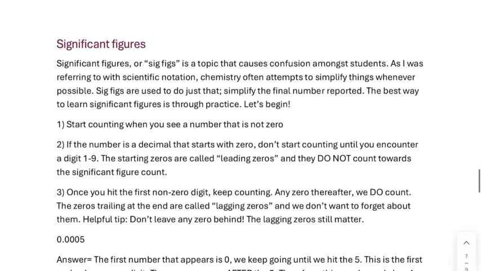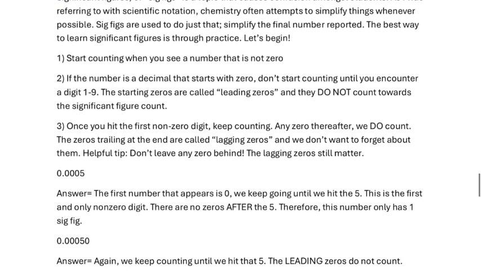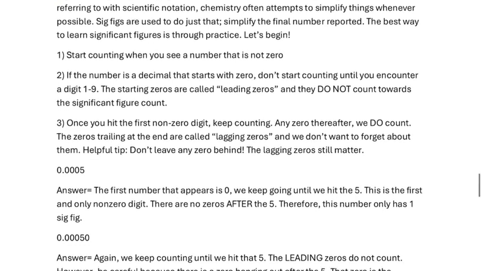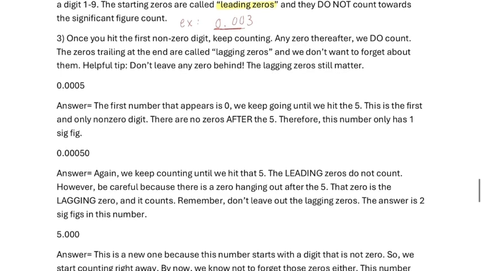milligrams. All right, so what about significant figures? This is another really tricky topic that I know people do tend to struggle with often. So the first thing we're going to do is we're always going to start counting, and if we are met with a number that's 0, we're not going to count that as a significant figure until we reach a digit that is not 0. The number that starts with 0, we won't count until we encounter a non-zero digit, and these are called our leading zeros.